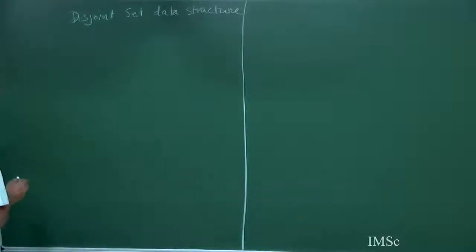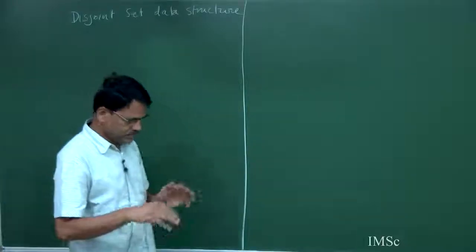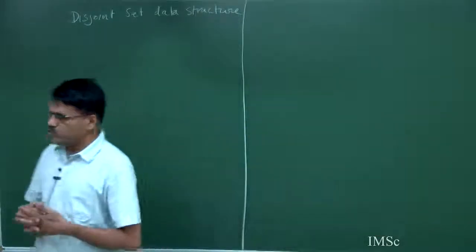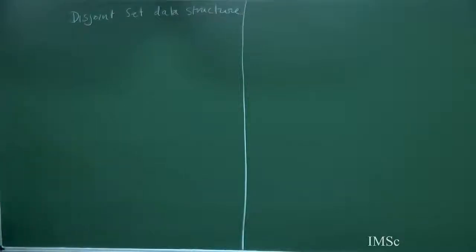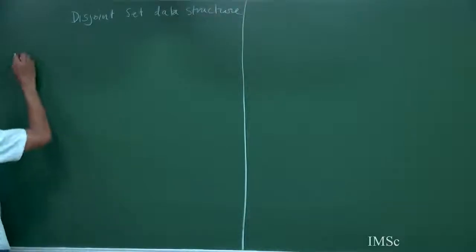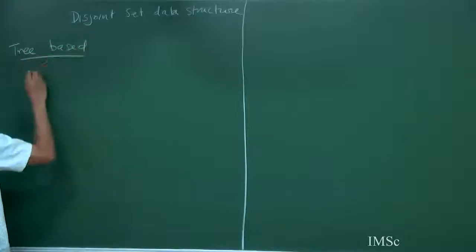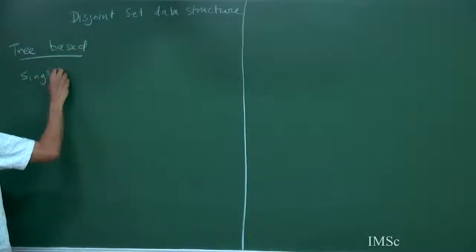So we saw an array based data structure with some additional information where we could do the find operation in constant time, but the union was log n amortized time, where basically the idea is to merge the smaller set with the larger set, right? Then we got on to another data structure, which is basically tree based, and we will have singletons.